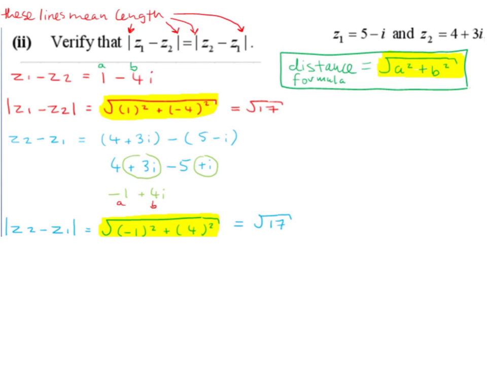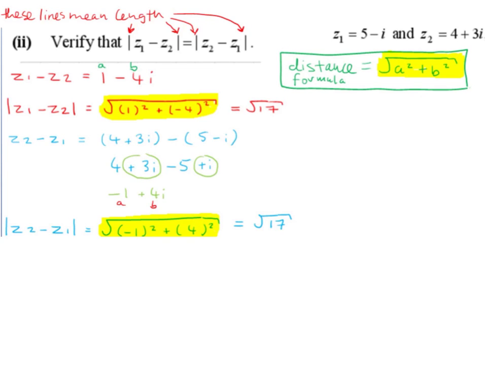Make sure that you have brackets around the minus 4, because if you don't, you'll end up getting the wrong answer. So 1 squared is 1, and minus 4 squared is 16, and 1 plus 16 is 17, so we get the square root of 17. If you didn't have brackets, you would end up with minus 16, and 1 minus 16 would be minus 15, and that would be incorrect. So the modulus of z1 minus z2 is the square root of 17.